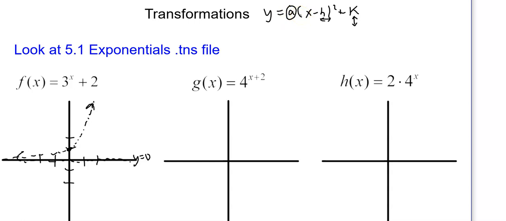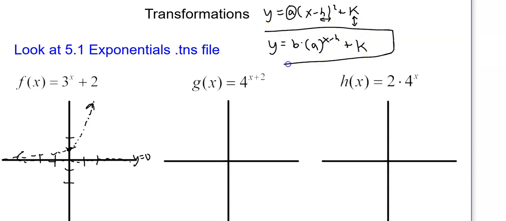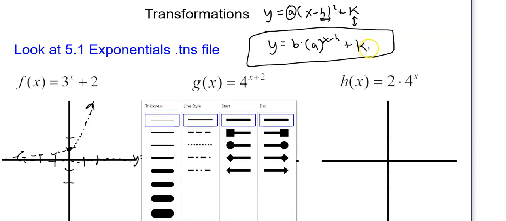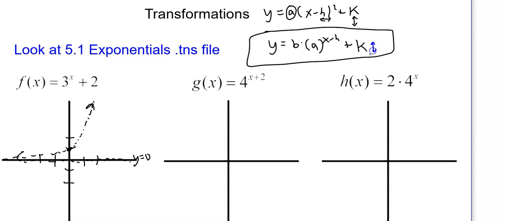This is the formula for exponentials. It just has a little different look to it. So y equals, usually we call the base a, so I'm going to call this coefficient b. So b times the base a to the power of x minus h, plus k. That's the formula for exponential transformations. The k value, as you might think, is outside the base and exponent, moving it up and down. The h is moving it right and left, the opposite of the way you think. The b value does the same thing that coefficient did there.